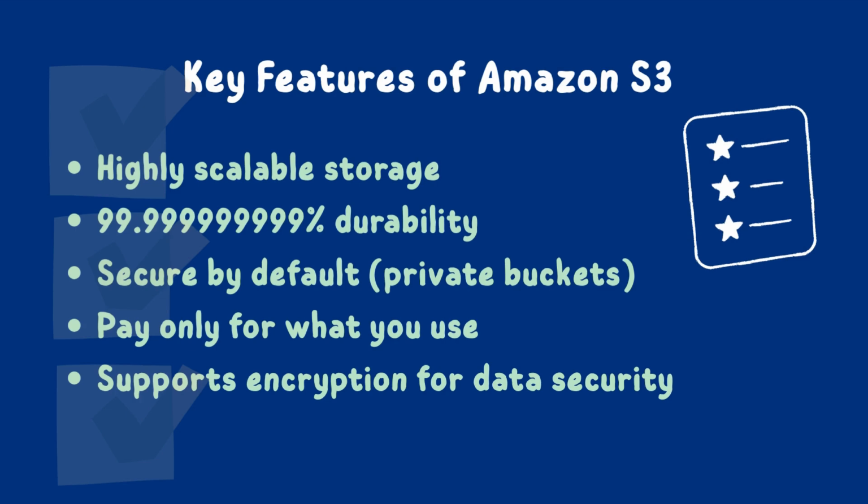Now we are going to see key features of Amazon S3. It has highly scalable storage, meaning you can store a small or huge amount of data without limits. It has 99.99% durability, meaning S3 is designed to prevent data loss and keep files safe. It is secure by default, like private buckets. Buckets are private unless you change the permissions. So it has strong security. And the main feature is pay only for what you use, meaning you are charged based on the storage and usage, not a fixed cost. It supports encryption for data security, meaning files can be encrypted to protect sensitive information.